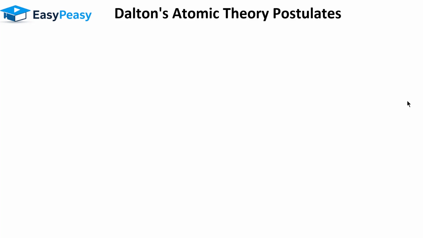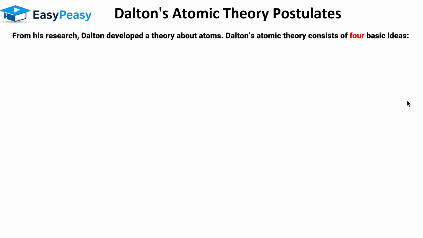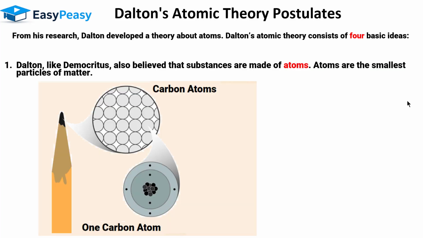Now, Dalton's atomic theory has 4 postulates. The first postulate is that Dalton, just like Democritus, also believed that substances are made up of atoms, and atoms are the smallest particles of matter. Here you can see we have a pencil, and just on the top of the nib we have carbon. If we look closely at the tiniest part, we can see a lot of atoms present there.